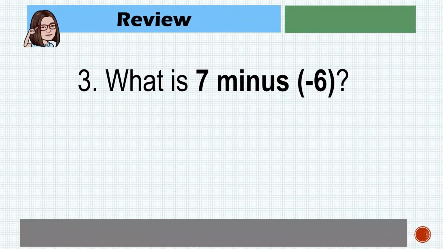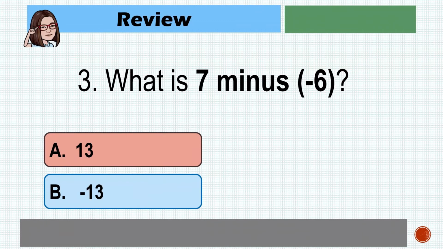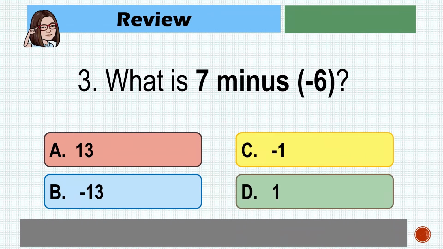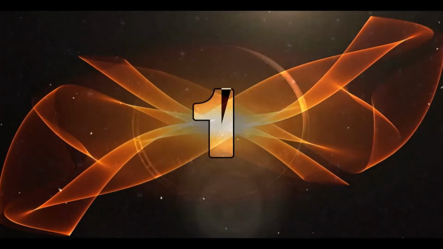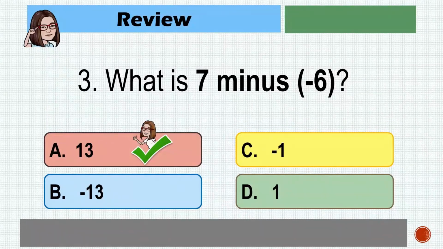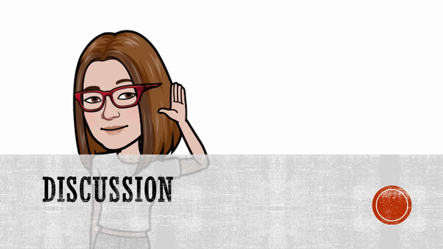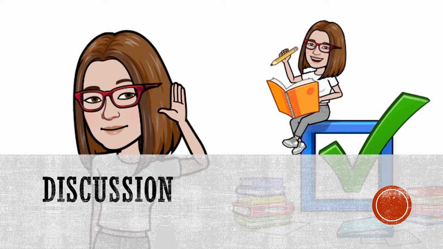Third question. What is 7 minus negative 6? Is it A, 13, B, negative 13, C, negative 1, or D, 1? Answer is A, 13. Did you get all three? Good work! Let's now have the discussion or the lesson proper. But I want you to listen very well and take down notes in order for you to learn a lot. Let's start.